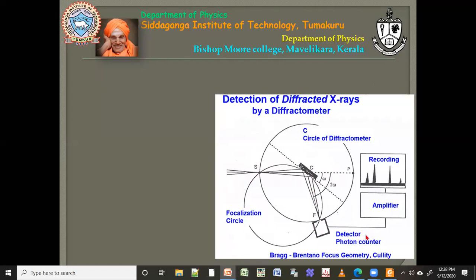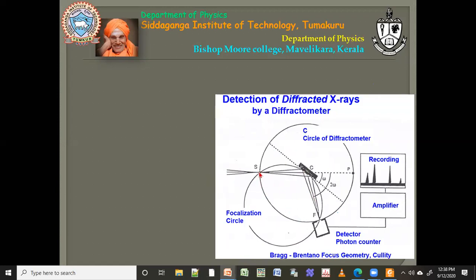It will collect a number of photons, convert them into an electrical signal, and the electrical signal will be converted into data in terms of intensity. Now, as I told you, this geometry we call the Bragg-Brentano focusing geometry. The Bragg-Brentano focusing geometry is the geometry that I explained.